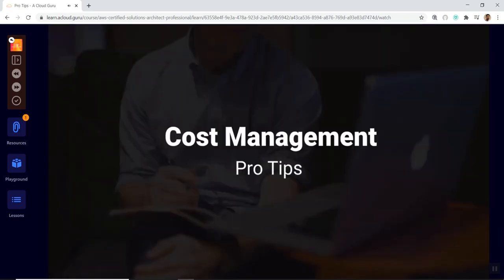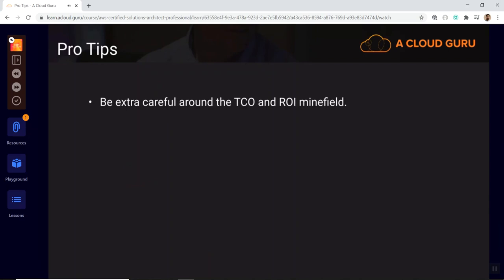Here are my pro tips for costing. Be extra careful around this TCO and ROI minefield. As General Akbar said, it's a trap. But if you're forced down the road of preparing a TCO or ROI analysis, definitely enlist the help of a finance person, unless you happen to also be a finance person in addition to being an architect.